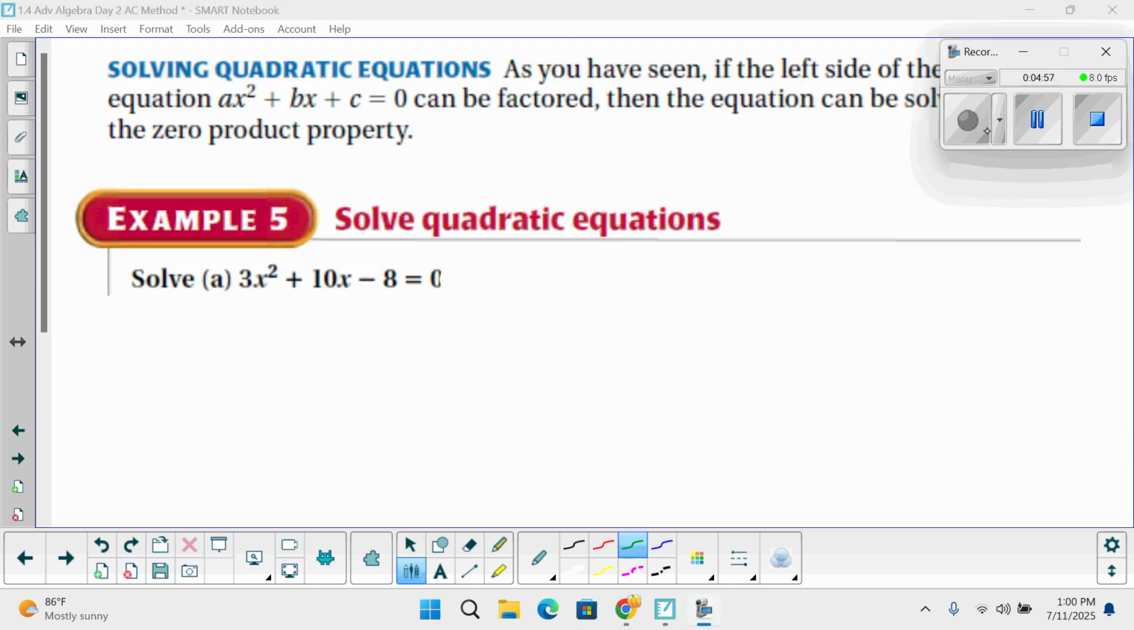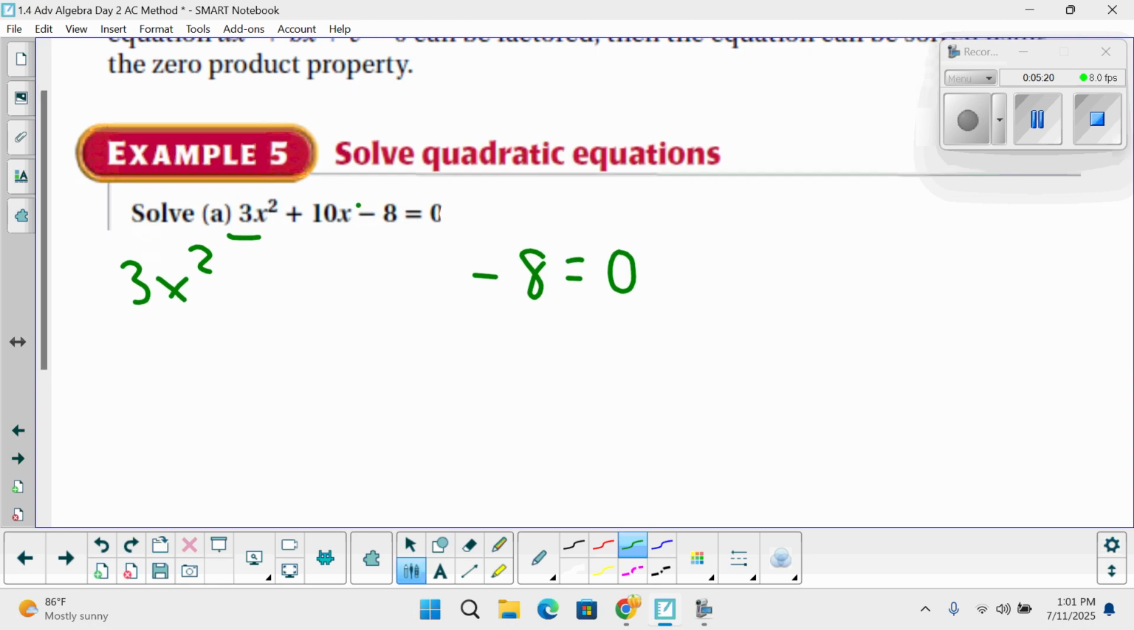All right, take a peek at this next one with me. We are solving. This time I'm noticing that 3 out front, so I'm going to be using that AC method that we just learned about yesterday. So I will write my 3x squared, and I'll leave some space, and I'll write my -8. Those are my A and my C values. I'll multiply them together to get -24 and replace the 8 with a -24. I'm going to need your help. What numbers will multiply to a -24 but add up to 10?